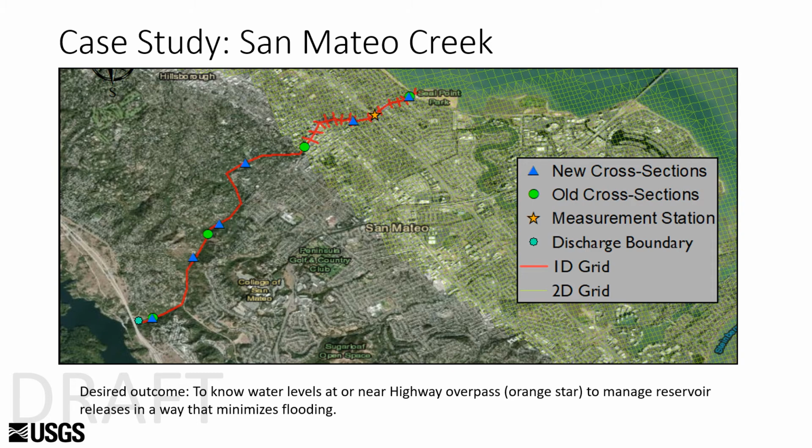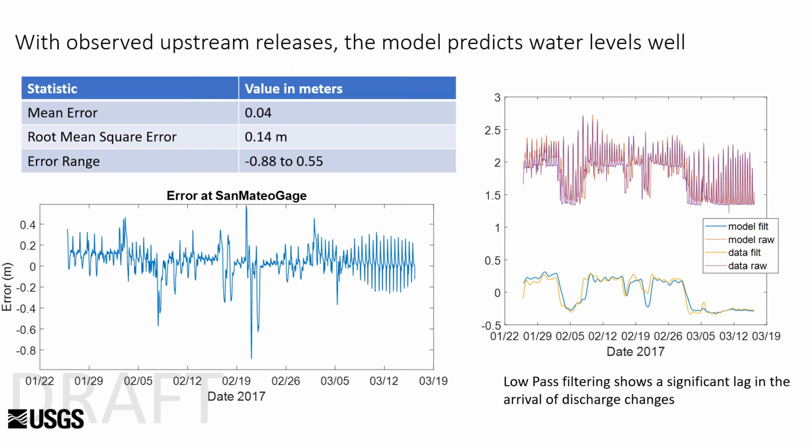Usually there are no gauges below the discharge point. However, the reservoir managers had a short-term gauge at the highway crossing of concern for a few months in 2017, allowing us to perform this case study. Using the upstream observed releases, the model predicts water levels well at the place of concern. These hindcasts resulted in a mean error of 4 centimeters and a root mean square error of 14 centimeters.